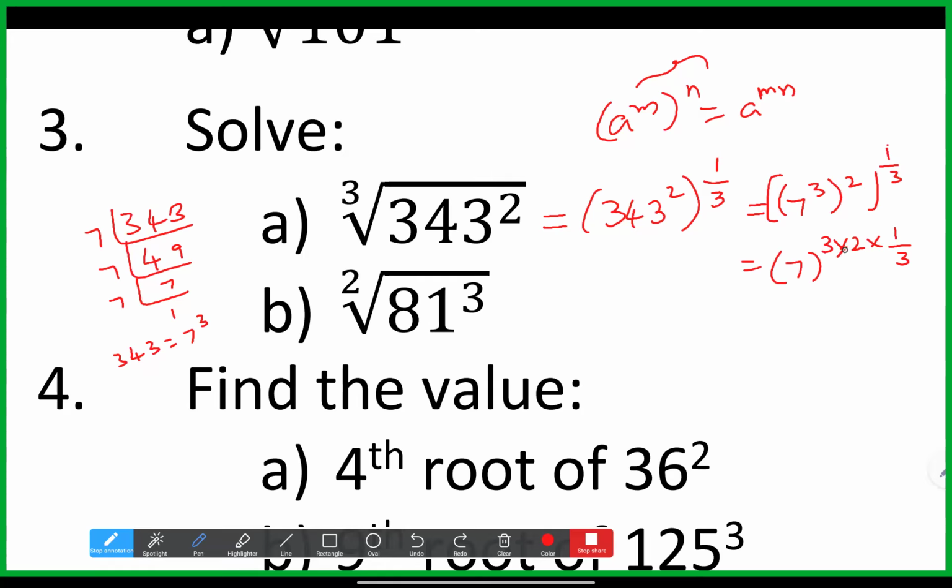3 into 2 into 1 by 3. It will become 7 power 6, 3 to the 6 into 1 by 3. Okay. Sir, ones are 7 power 2. 3.